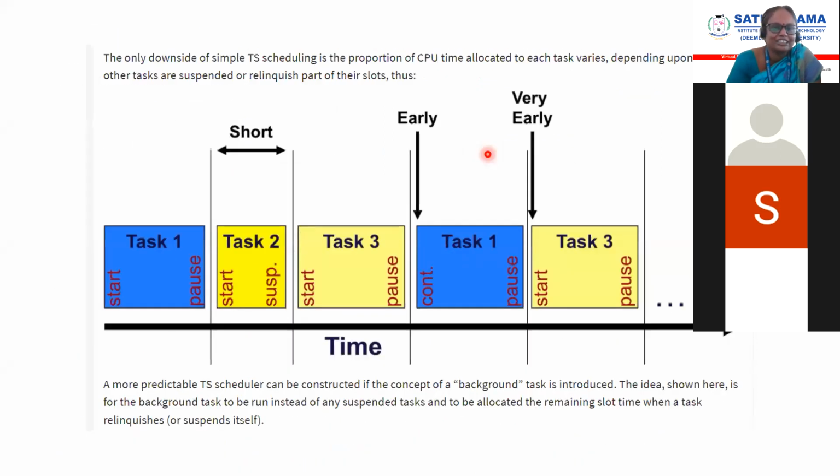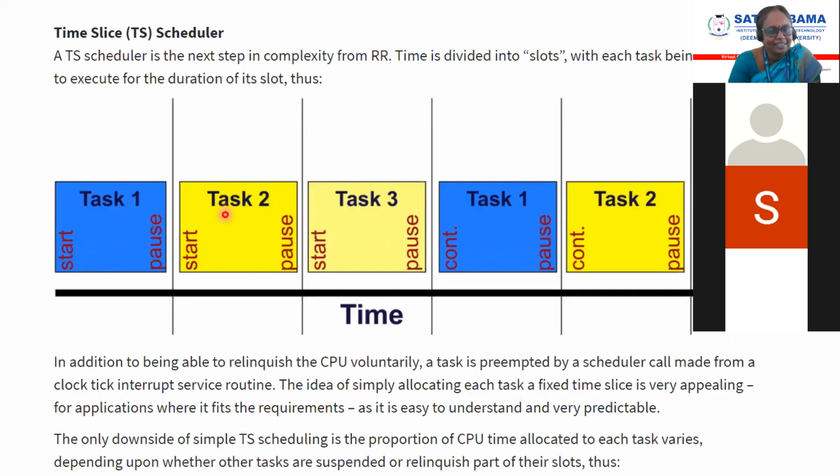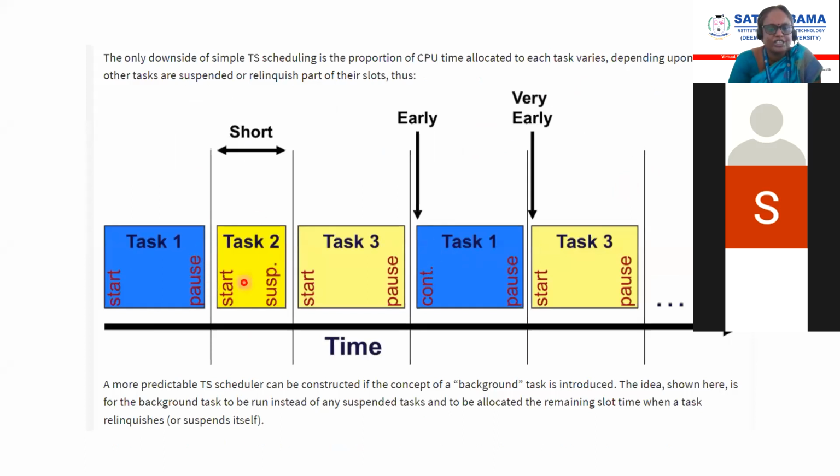Okay, the next one, I told you time slice, but here they are saying short, early, and very early. If I see task one, then task two, then task three, then task one, then task two has to come. But here you see task two is short. After task three, I'm calling task one. Then after task one, I have to call task two, but task three will come. So that is called very early.